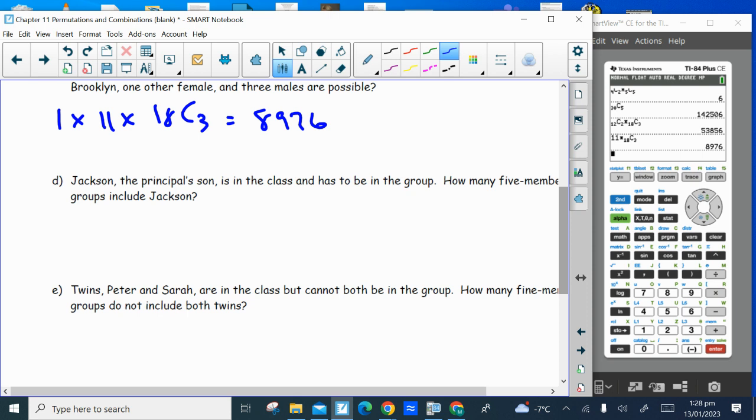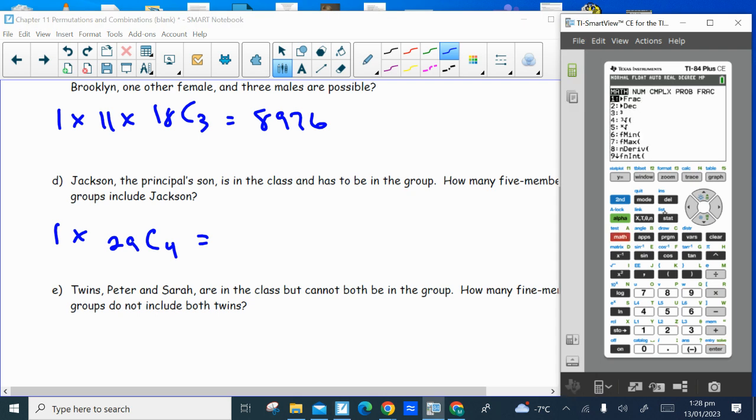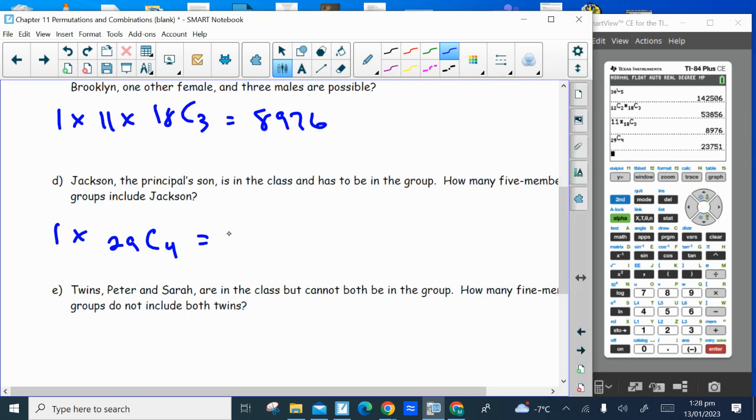What about if Jackson, the principal's son, has to be in the group? How many 5-member groups would include Jackson? So again, the remaining 4 can be either male or female. We started with 30 students. We've already chosen 1 of them. Jackson must be there. So the other 4 have to come from the remaining 29 students. And the order they're chosen doesn't matter. So this is 1 times 29C4, or just 29C4. 23,751.